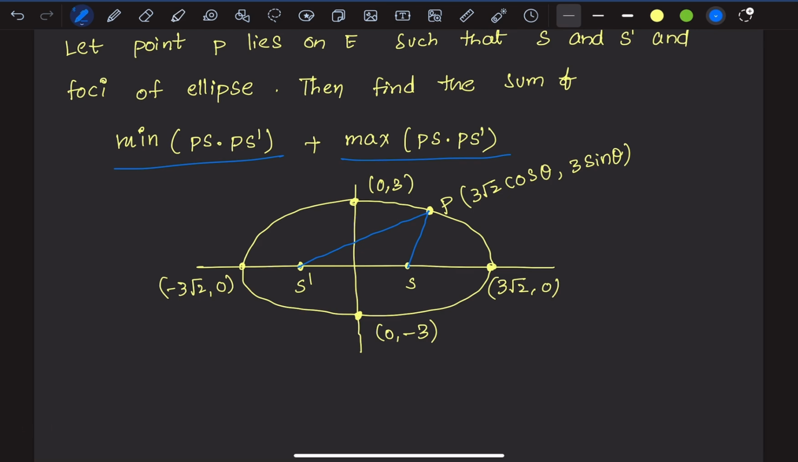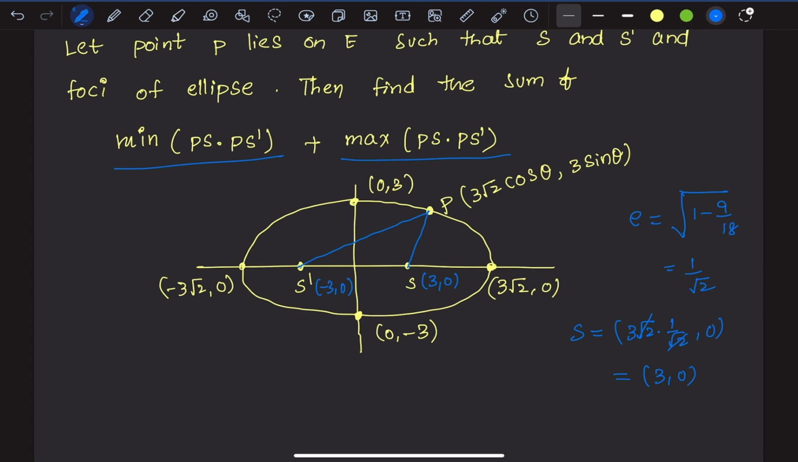Okay. Since they are talking about S and S dash, let us find out what is S and S dash. E, the eccentricity, will be square root of 1 minus b square by a square. So this is simply 1 upon root 2. So S will be ae comma 0. So 3 root 2 times 1 by root 2 comma 0. So this is 3 comma 0. Therefore this focus is 3 comma 0 and this focus is minus 3 comma 0.